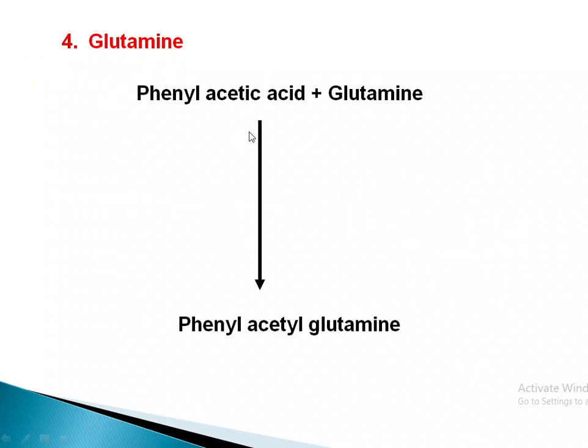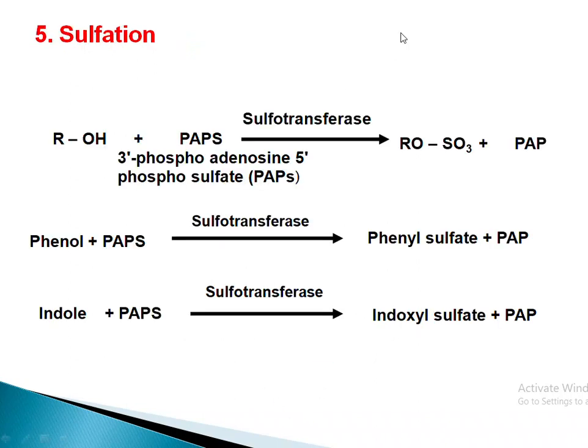Similarly, phenyl acetic acid or phenyl acetate is conjugated with glutamine to form phenyl acetyl glutamine, which can be easily excreted from the body. In general, sulfation decreases the toxicity of xenobiotics. Very often, glucuronidation and sulfation can conjugate the same xenobiotic. Alcohol, steroids, phenols are conjugated with sulfate and excreted from the body. The enzyme that catalyzes the reaction is sulfotransferase, and the sulfate group donor is 3-phosphoadenosine-5-phosphosulfate. So these reactions show the sulfation of various compounds or molecules.